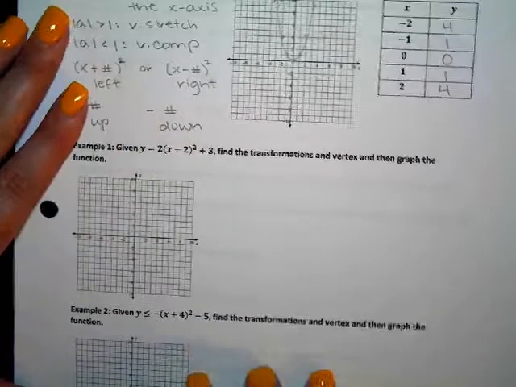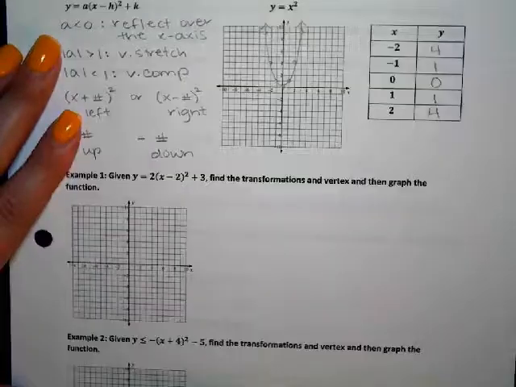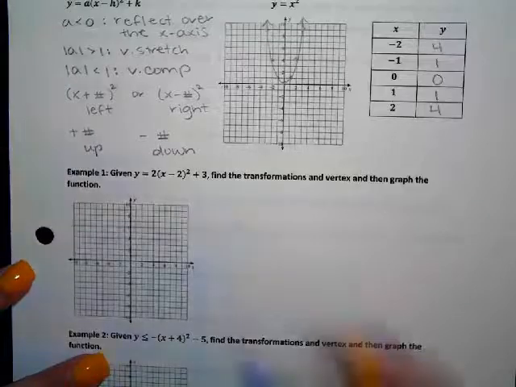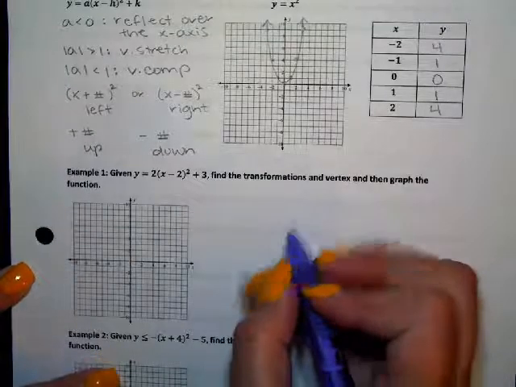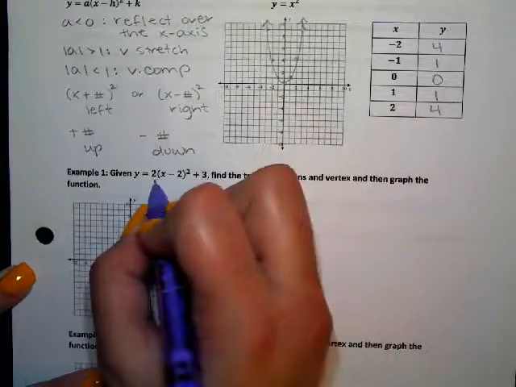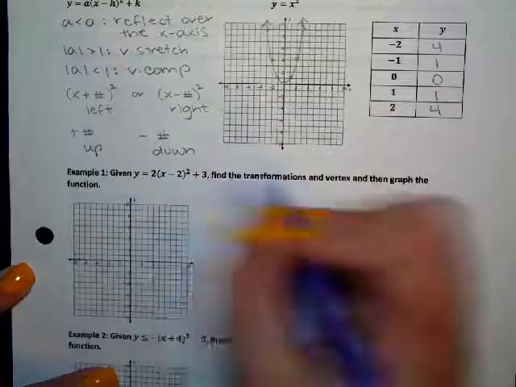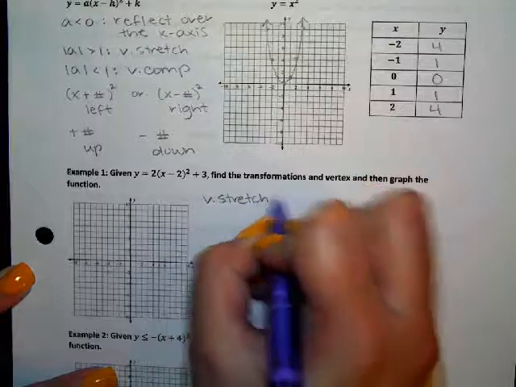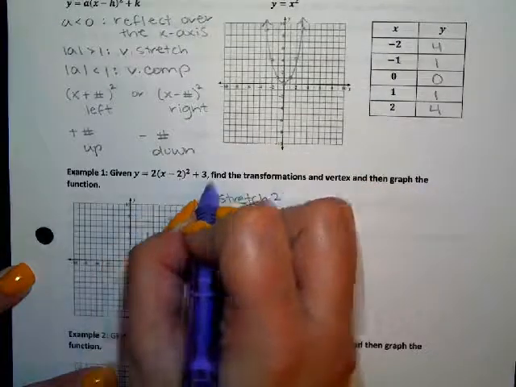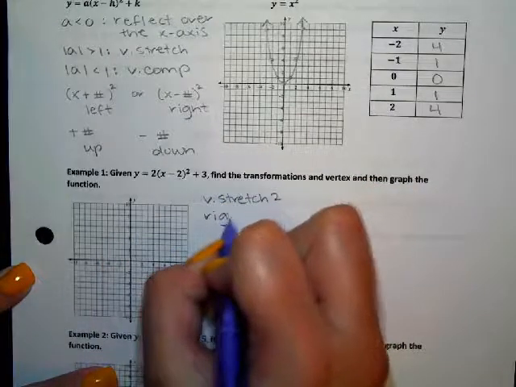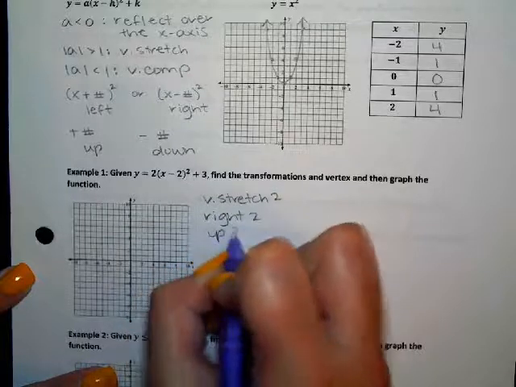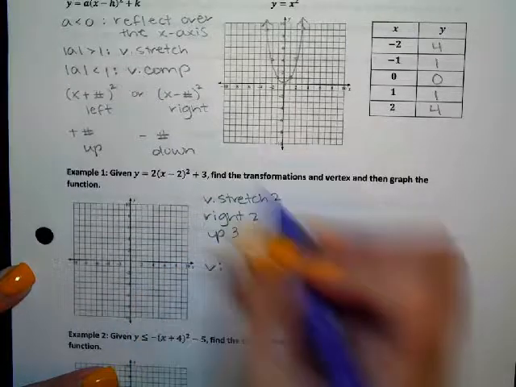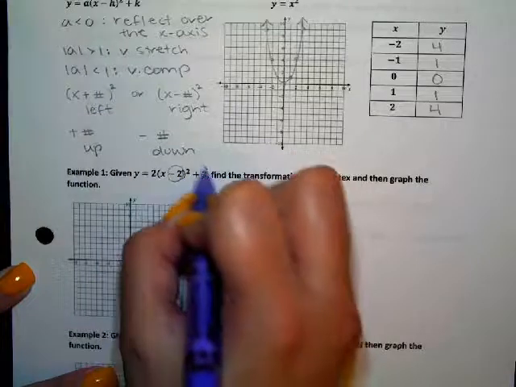And there we go. So we've got 2 examples here. We're only going to do the first one on the video. We're going to leave the second one for in class. So it says find the transformations and the vertex and graph the function. So first we have a vertical stretch of 2. It is shifting to the right 2 and up 3. The vertex is (2, 3).